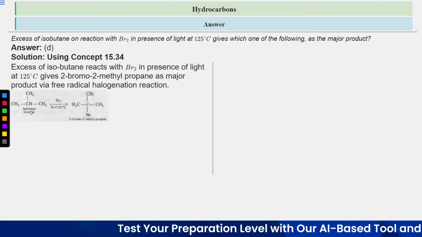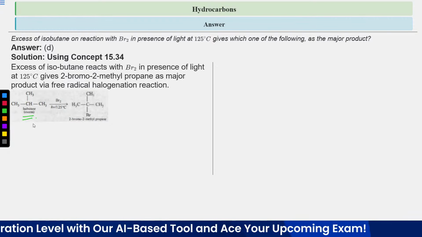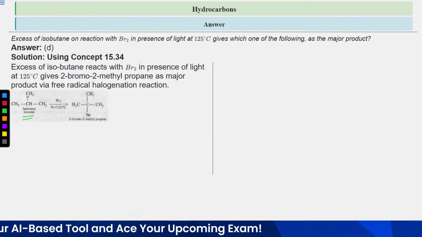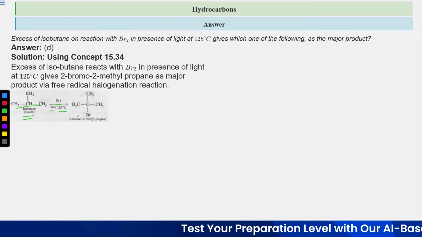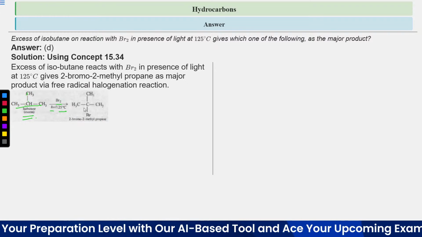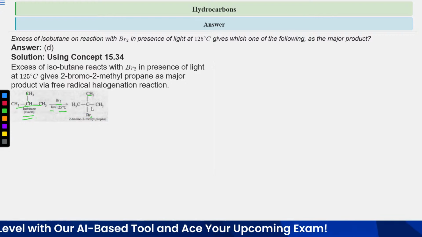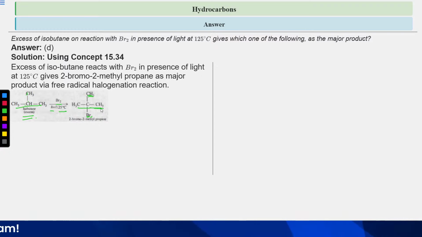You can see that there is an isobutane molecule, right? Isobutane means a methyl chain is attached to the second carbon in the propane chain. Okay, so we have isobutane in excess amount. We are reacting it with bromine in presence of light and at 125 degrees Celsius. It forms a structure like this, which is 2-bromo 2-methyl propane, because at the second carbon we have bromine and at the second carbon we have methyl. So it is the 2-bromo 2-methyl propane structure.